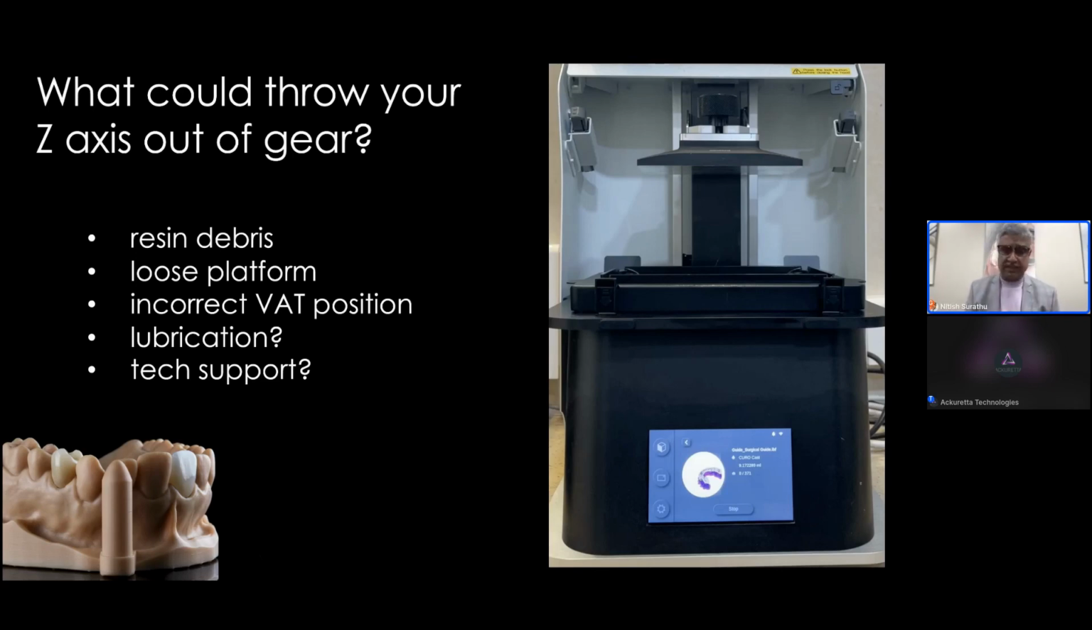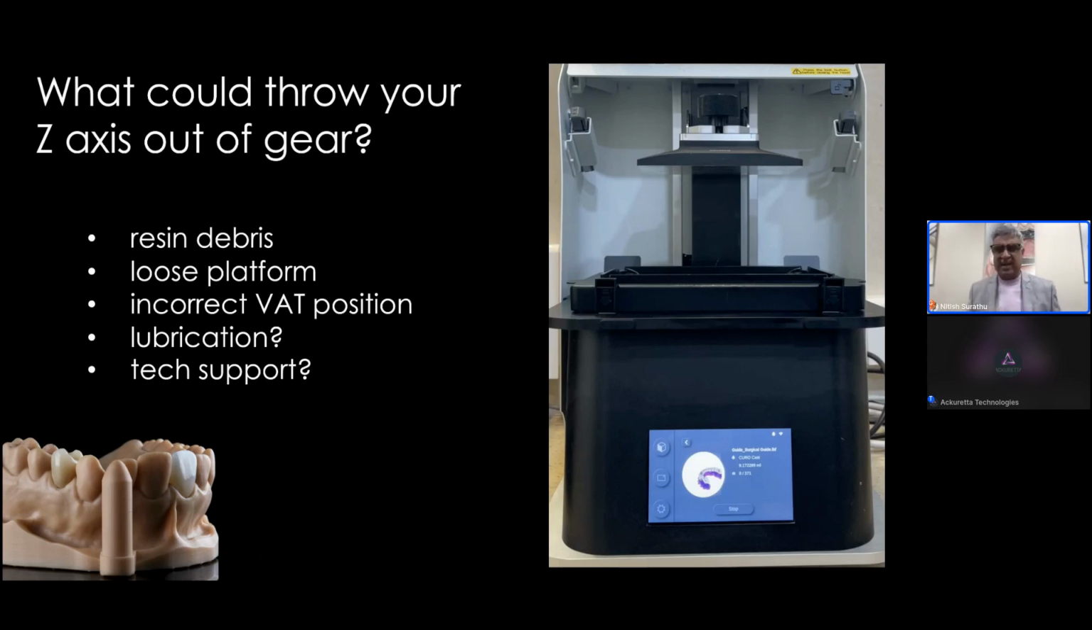But if you've got debris at the bottom of the vat, then think about it like this. The platform comes down into the resin of the vat, but the debris in the vat prevents the platform from seating to its full extent, if you know what I'm saying. And if that happens, then the platform is misled into thinking that that's the bottom out, if you like. And so that throws your z-axis calibration out of gear. You can also have z-axis calibration go wrong if you have a loose platform or if you have incorrect vat position.